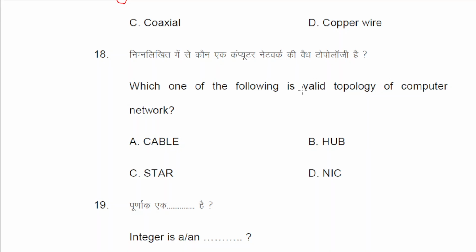Which one of the following is the valid topology of computer? We have different topologies: bus topology, star topology. Cable is not a topology, it's just a cable. Hub also is a device, so it's not a topology. NIC is also not a topology. Star is the topology. The answer is C.